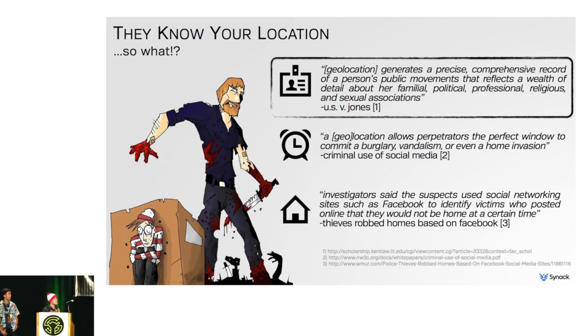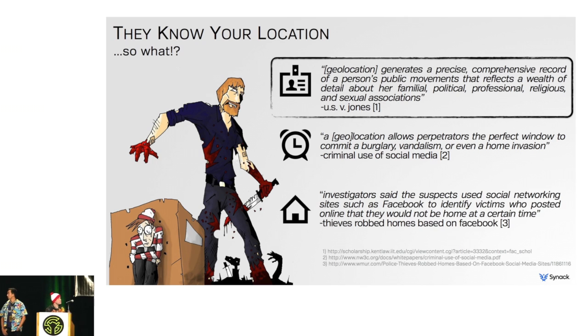This quote says that geolocation creates a precise, comprehensive record of a person's public movements that reflect a wealth of detail about her familial, political, professional, religious, and sexual associations. So again, just from knowing someone's location, where they're at day to day, and being able to track them, you can build a ton of information about them, which probably can be used against you in some form, maybe to blackmail you, or if you're in a difficult situation, maybe coerce you, use it against you.